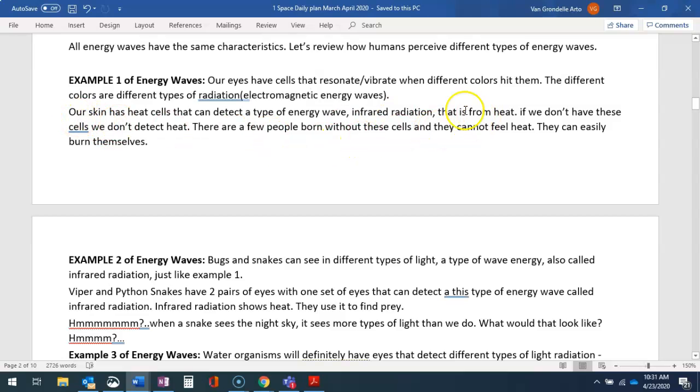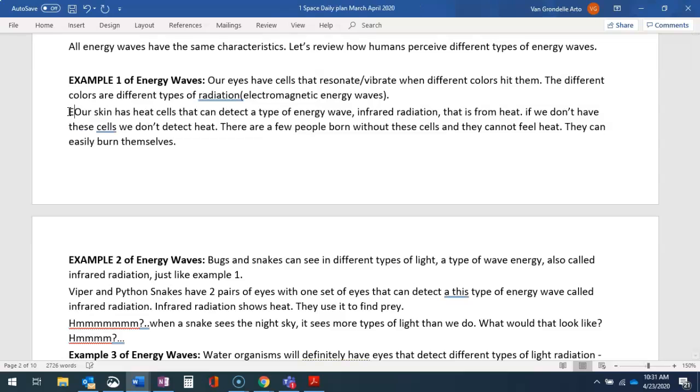That is from heat. If we don't have these cells, we don't detect heat, even though it's there.